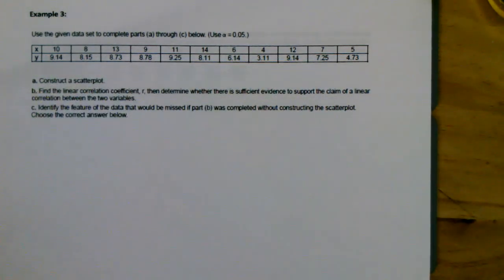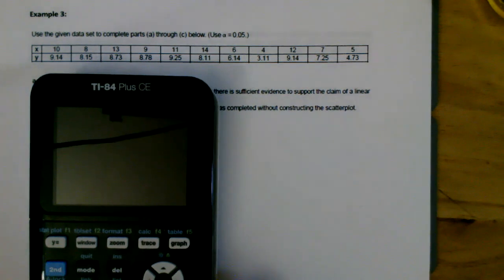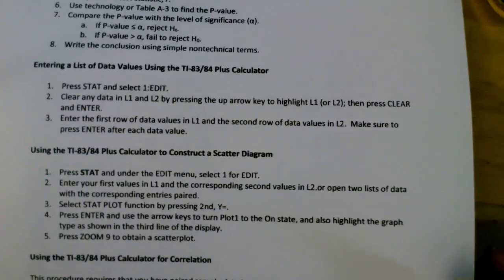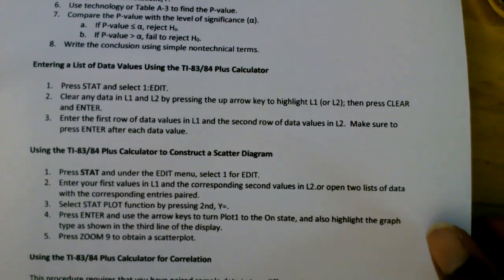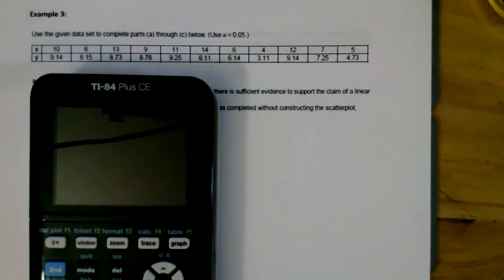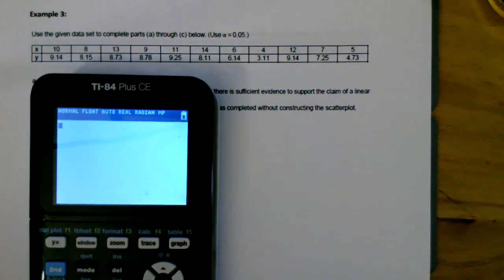Now in part A, you're to construct a scatter plot. All right, so here's where we use our TI-83/84 Plus calculator to construct the scatter plot. And that's where we use this particular handout, not only to enter the list of data values here, but also to construct the scatter diagram for this. So let's start by turning this on, clear this out.